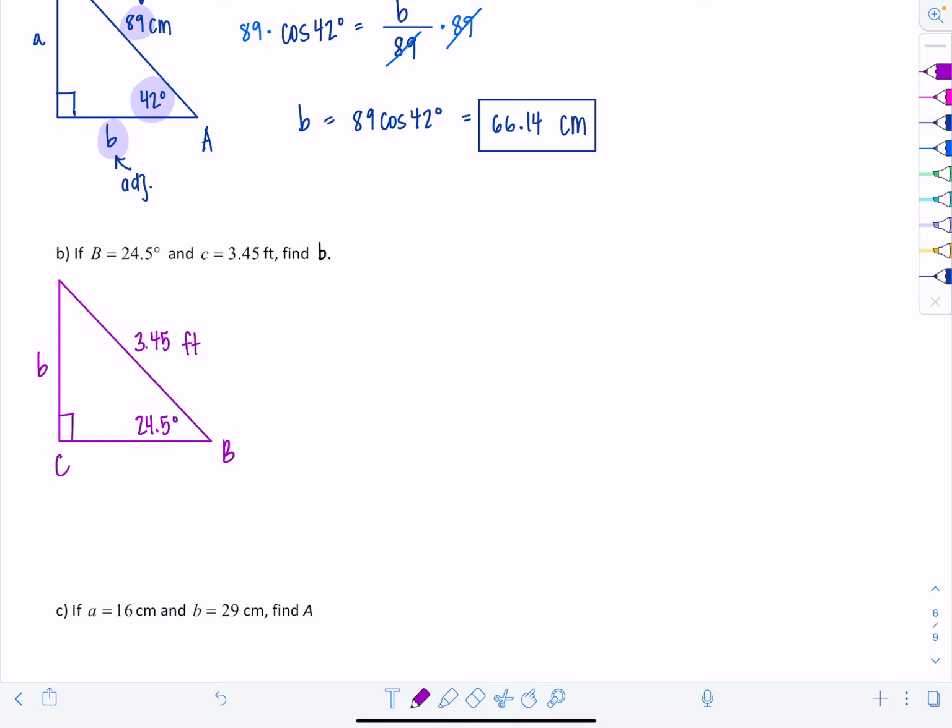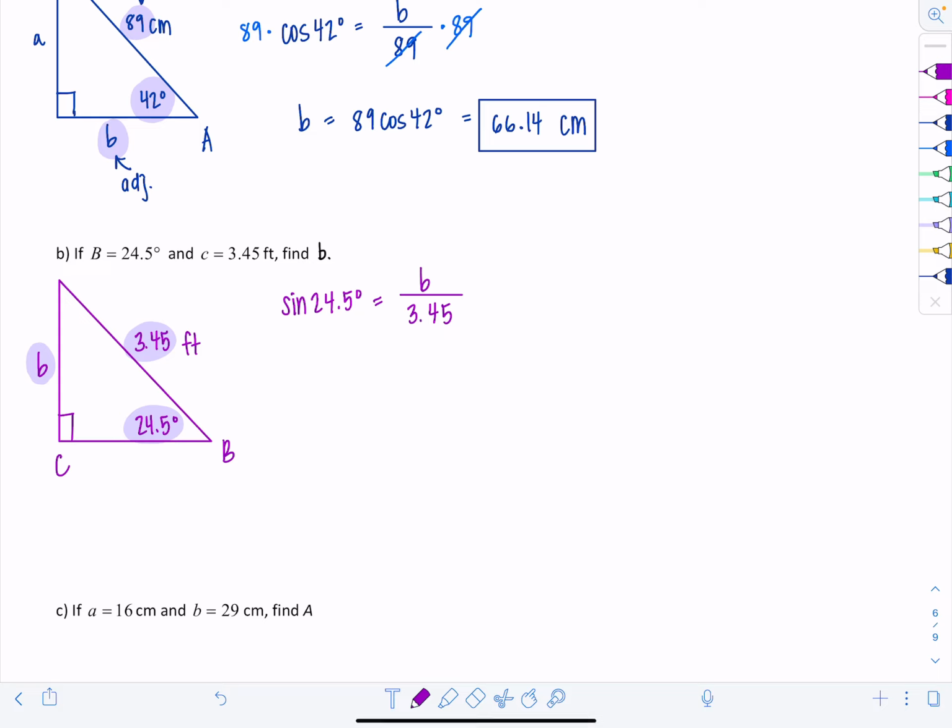All right. So in reference to the angle that they gave us, I'm trying to find the opposite side, and I have the hypotenuse. So which trigonometric ratio or function works with the opposite and hypotenuse sides? That's right, it's sine. So that means sine of 24.5 degrees is going to equal B over 3.45.